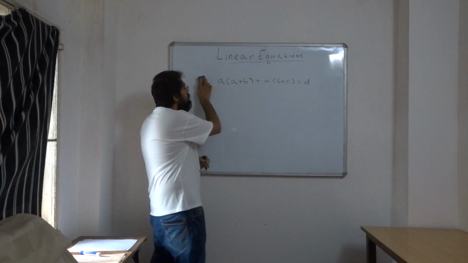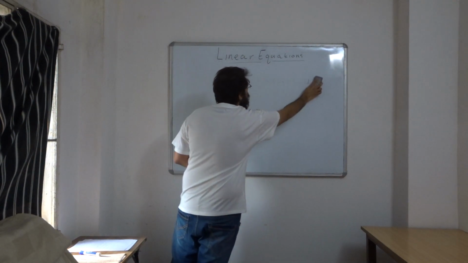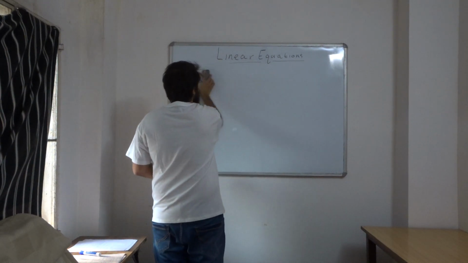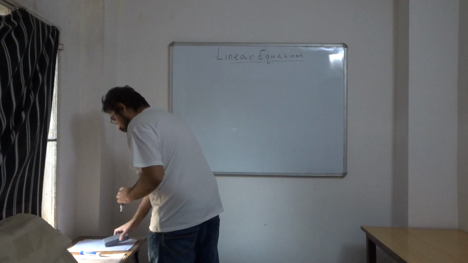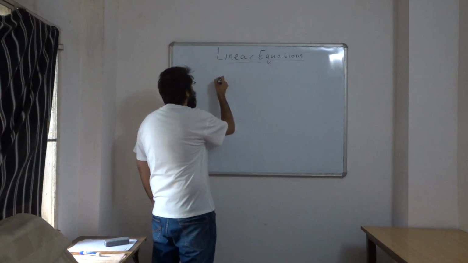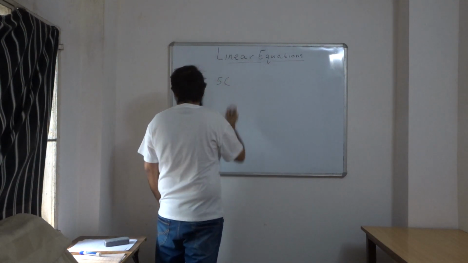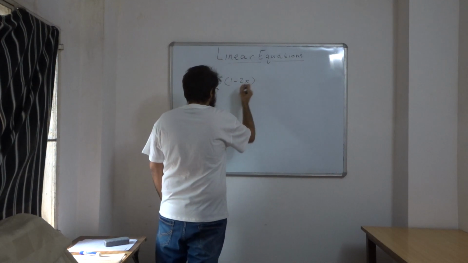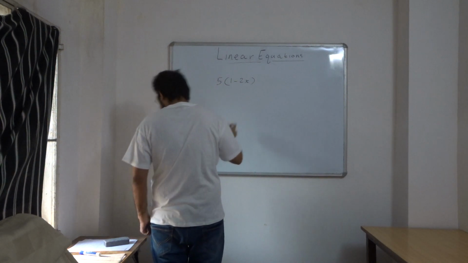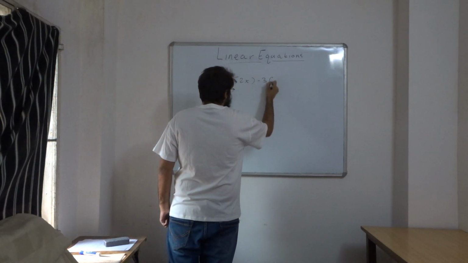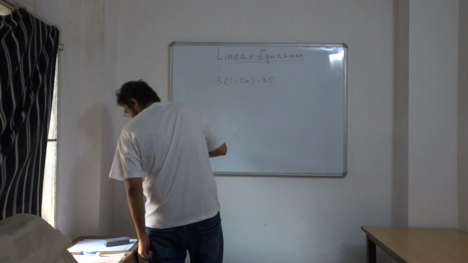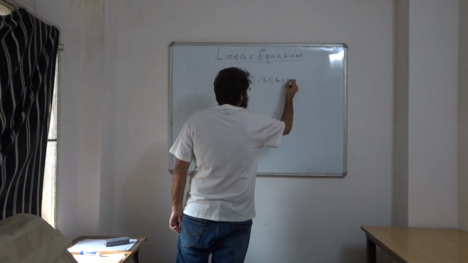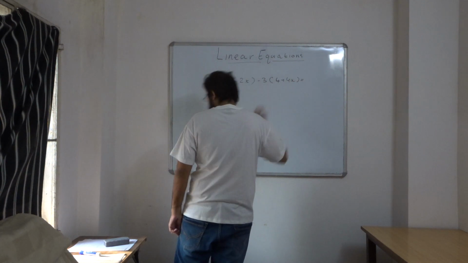So let's really solve a linear equation like this. Okay, so say you have 5 upon 1 minus 2x, minus 3 upon 4 plus 4x equals how much?